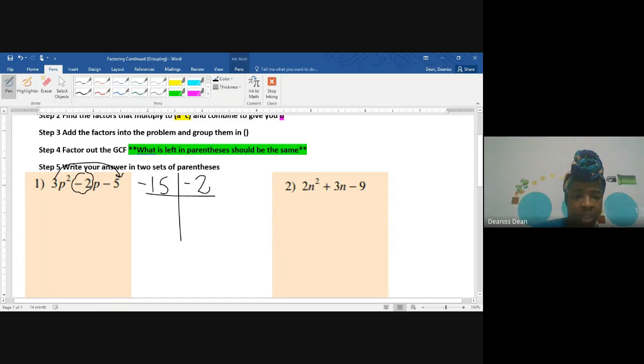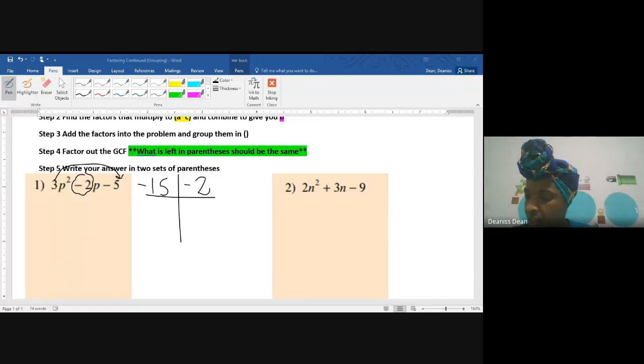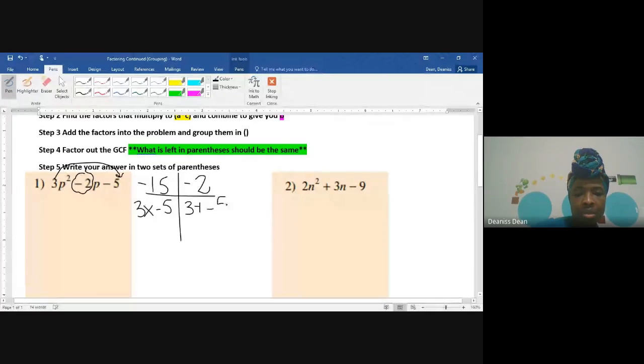All right. Anybody got an answer for that? Multiply to negative 15, and when you add them together, you get negative 2. Okay. Yes, that's correct. So 3 times negative 5 is negative 15, and 3 plus negative 5 is negative 2. So those are the factors we want to use.